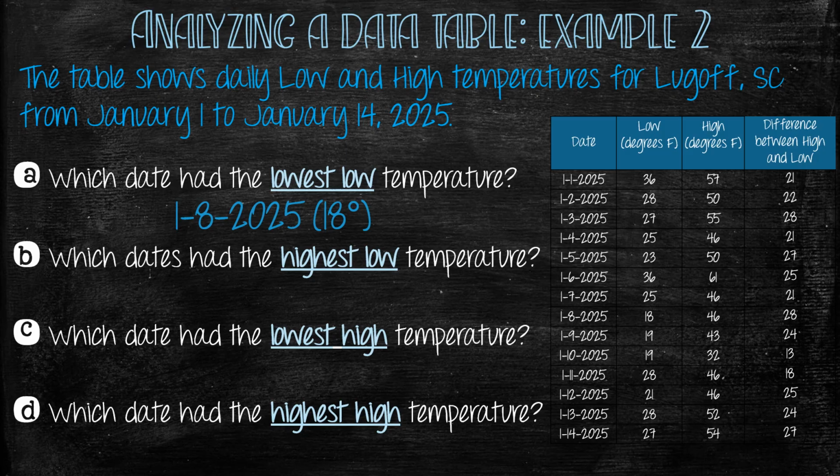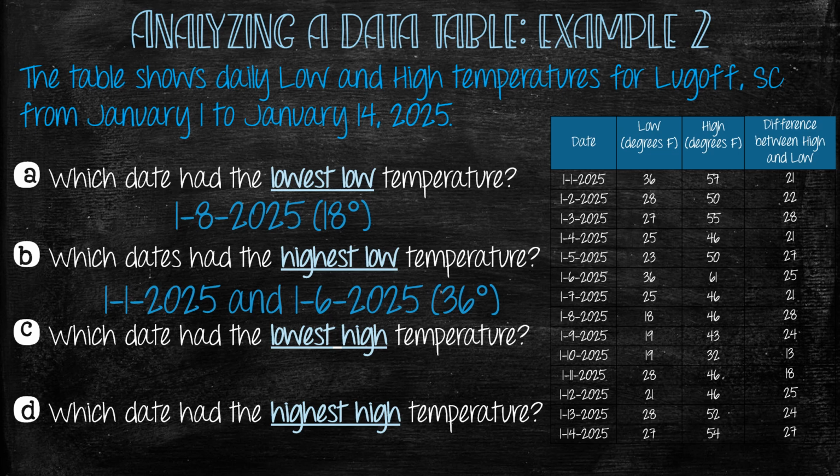So we're still looking at the lows, but we're looking at the highest. There is there, and 36 happens twice. So on January 1st and January 6th of 2025, it was 36 degrees for a low temperature.